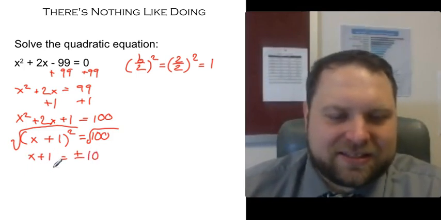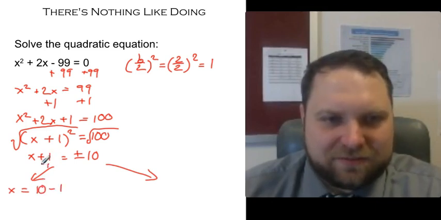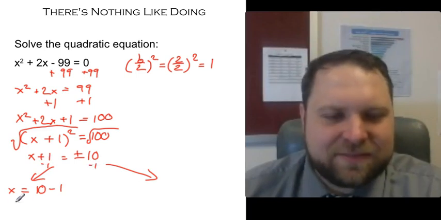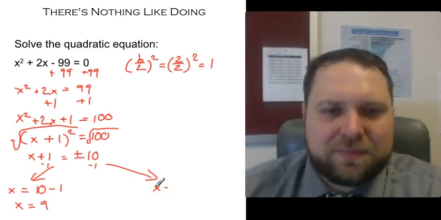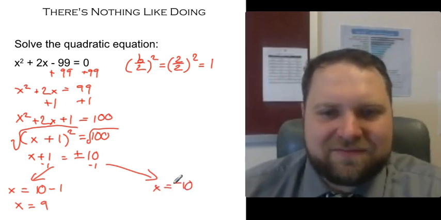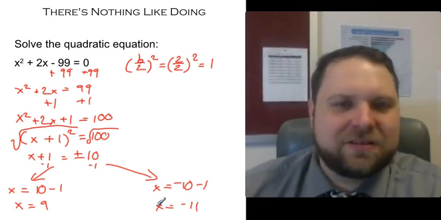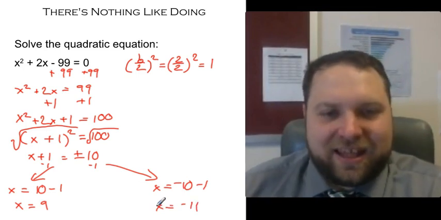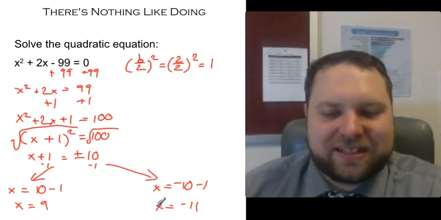And so now I can separate this off into two distinct possible answers. It could be that x is equal to positive 10 minus 1, because I would subtract 1 from both sides. And in that case, x would be equal to 9. Or it could be that x is equal to negative 10 minus 1, in which case x is equal to negative 11. And there we have it. I've now solved this quadratic equation by completing the square.